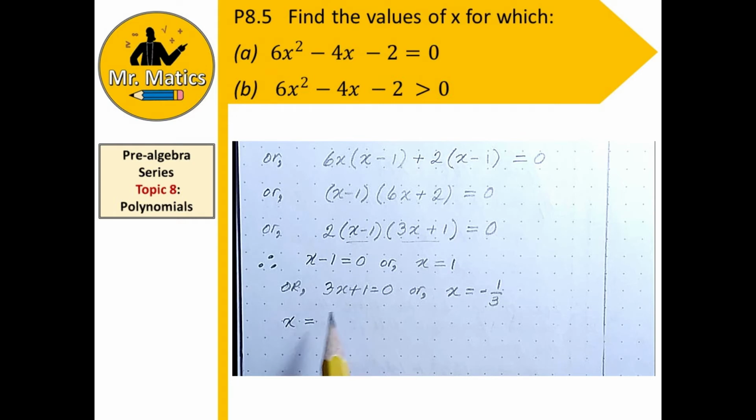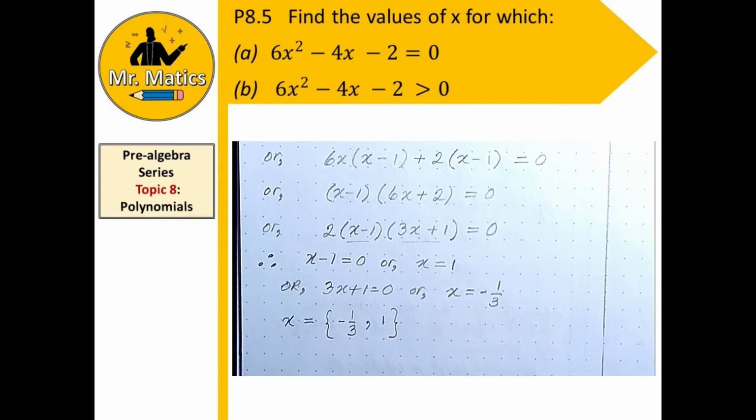So let's write it down. x equals minus 1/3. We write the lower solution first, and then 1. So these are the two solutions.